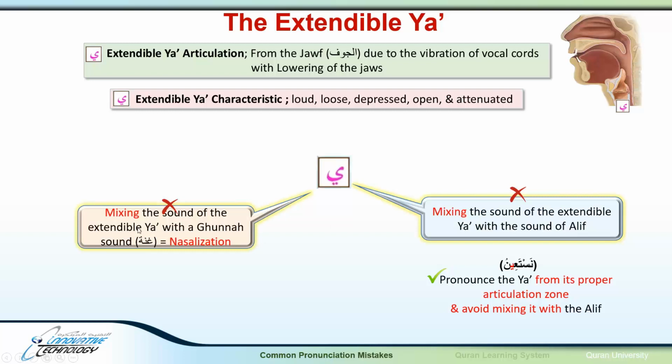Mixing the sound of the extendable ya with a ghunna, nasalization. An example of that is al-alamin. The proper way to pronounce it is like Al-Husari's pronunciation. العالمين. Alamin. So we need to avoid nasalization when pronouncing the ya and make sure that we pronounce it without ghunna.